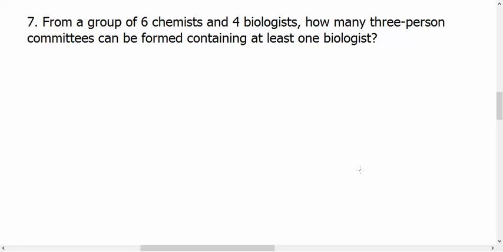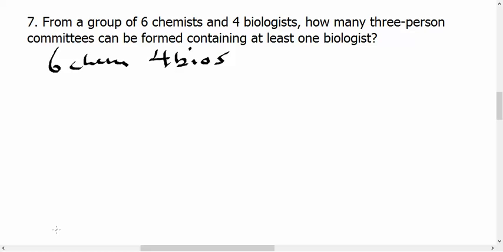Okay, so let's take a look at this one together. Similar to the previous problem, number 6, we've got 2 separate groups. We've got 6 chemists, and we've got 4 biologists. So 2 separate populations. So how many 3-person committees can be formed containing at least 1 biologist? The only thing that we don't have is we don't know how many chemists are going to be in each committee and how many biologists are going to be in each committee.